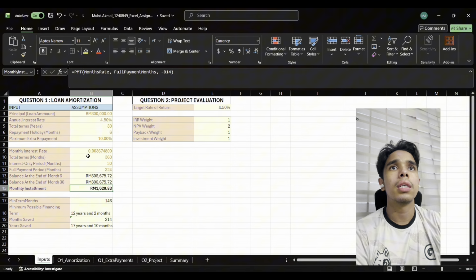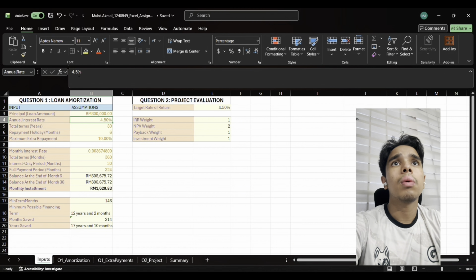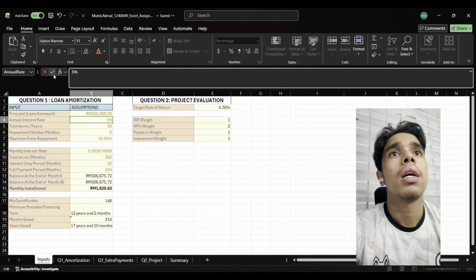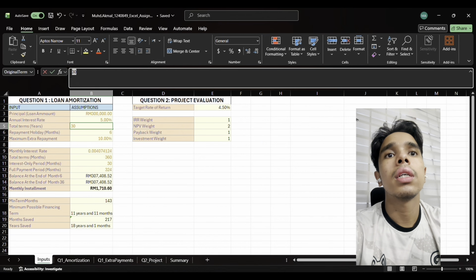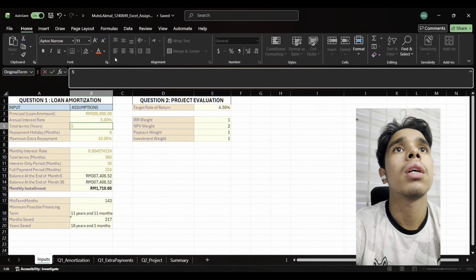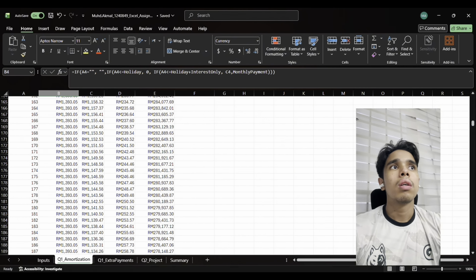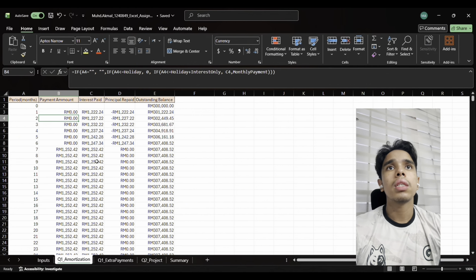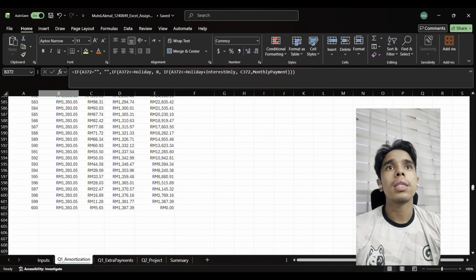So what if I change the input tab? Let's say the annual interest rate becomes 5%. All the data will change and the monthly interest rate will change. And what if we change the 30 years term to 50 years, and the total term will change also. Let's see the amortization schedule tab. All the data will change. The payment amount, the monthly installment, will change also, and the data will go to 600. The balance is 0 at 600 months.